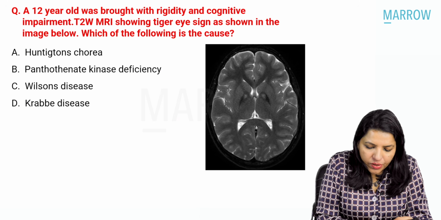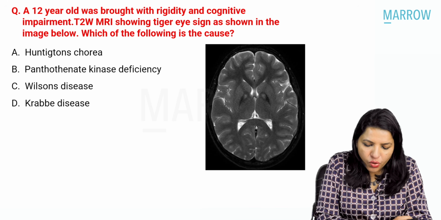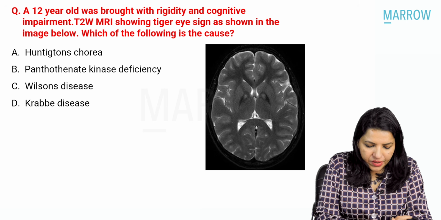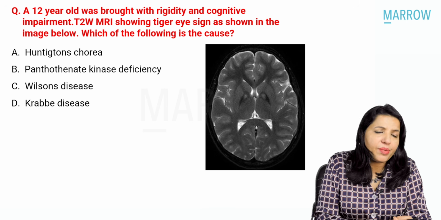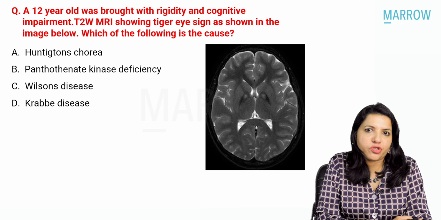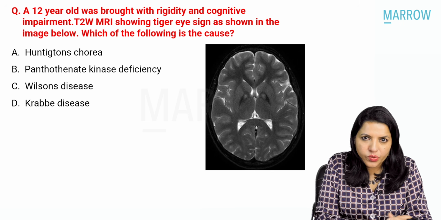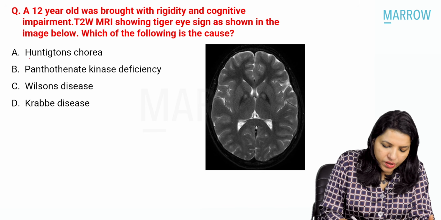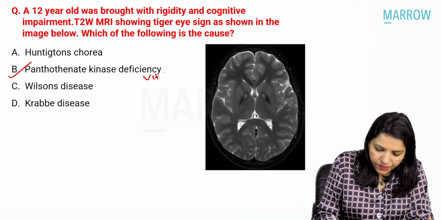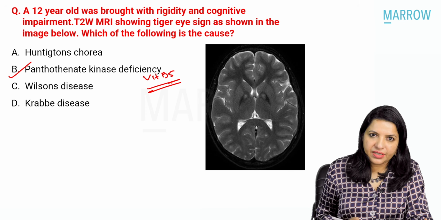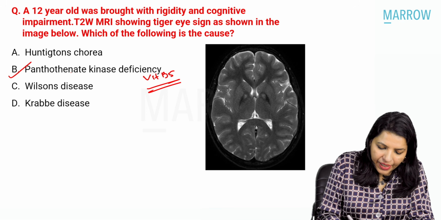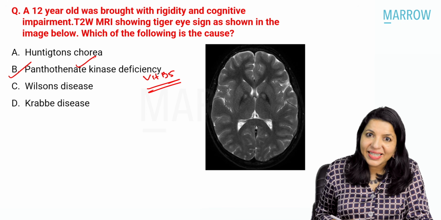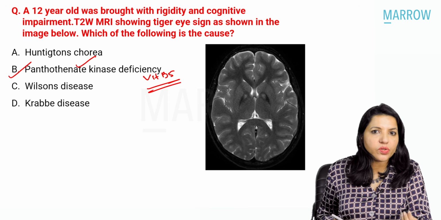The next question is a 12-year-old boy brought with rigidity and cognitive impairment. An MRI image is shown here. It has the tiger eye sign. This is not directly a biochemistry topic, but there is something related to biochemistry here. That is why I have chosen this question for biochemistry. This is a defect in the utilization of pantothenate, that is vitamin B5, pantothenic acid. This deficiency is PKAN, that is pantothenate kinase deficiency, which is associated with vitamin B5.